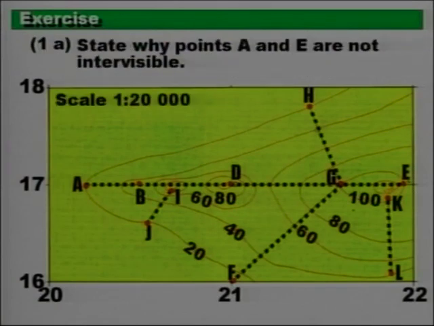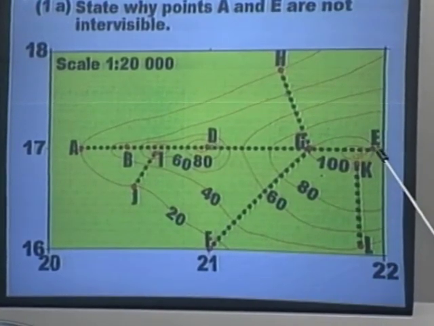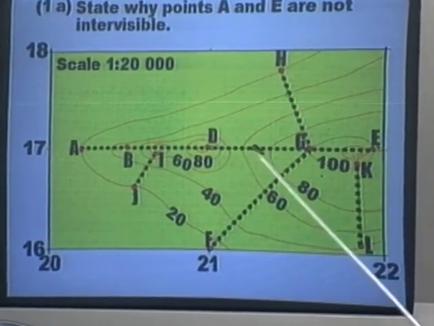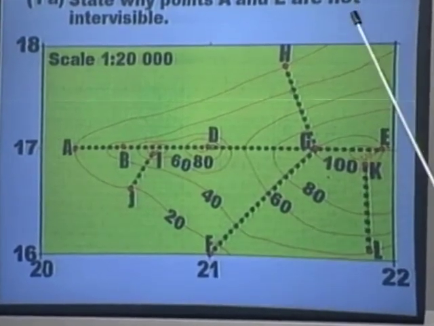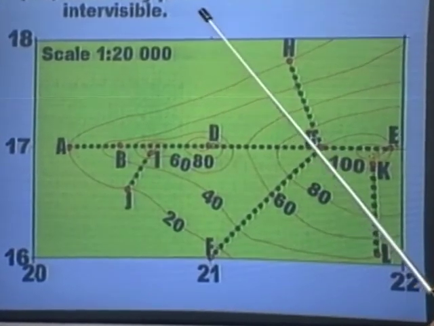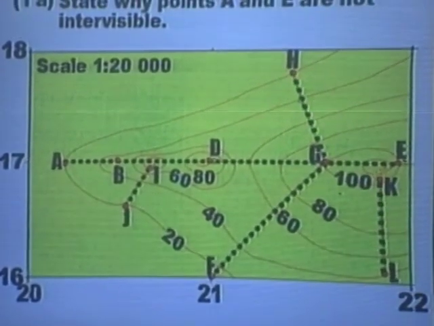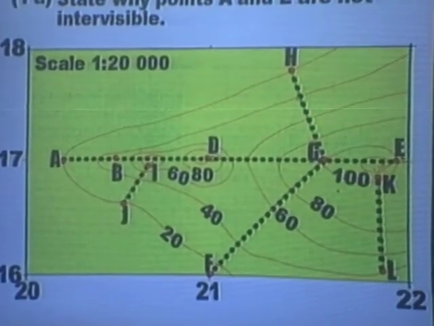Activity 2, where it says state why points A and E are not intervisible. If you look at your map, from point A to point E, you have to explain why they are not intervisible. But for you to be able to answer this question, you can refer to the cross-section that you would have constructed for activity 1. Okay, that's the second activity.